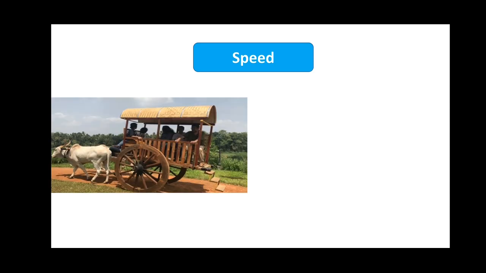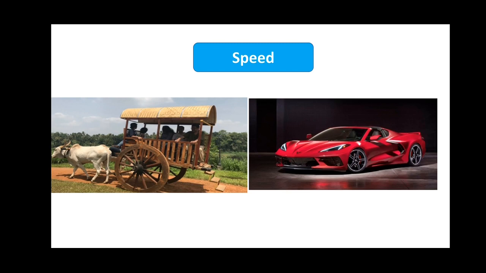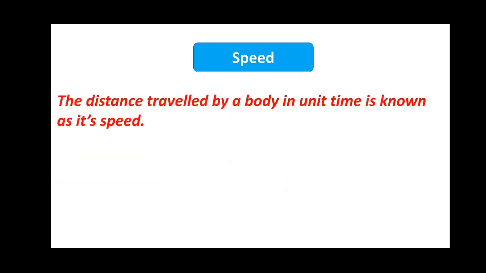We can see many moving objects around us. And sometimes we used to say some vehicles are moving slowly and some are moving faster. The idea about the motion of a body, that is, how fast or slow it is moving, is obtained by a quantity known as speed. So, what is called speed? The distance traveled by a body in unit time is known as its speed.